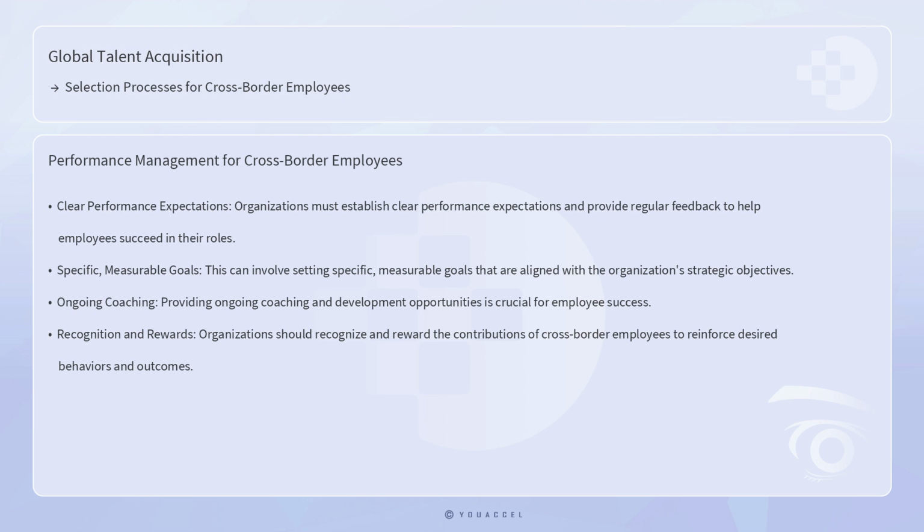Performance management is another critical aspect of the selection process for cross-border employees. Organizations must establish clear performance expectations and provide regular feedback to help employees succeed in their roles. This can involve setting specific, measurable goals that are aligned with the organization's strategic objectives, as well as providing ongoing coaching and development opportunities. Additionally, organizations should recognize and reward the contributions of cross-border employees to reinforce desired behaviors and outcomes.